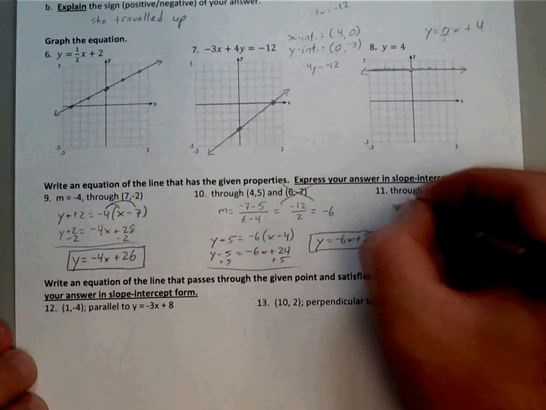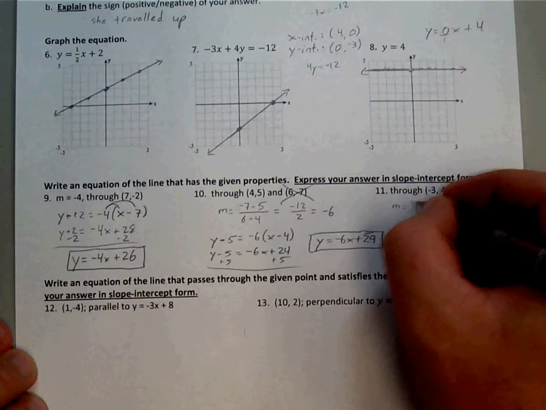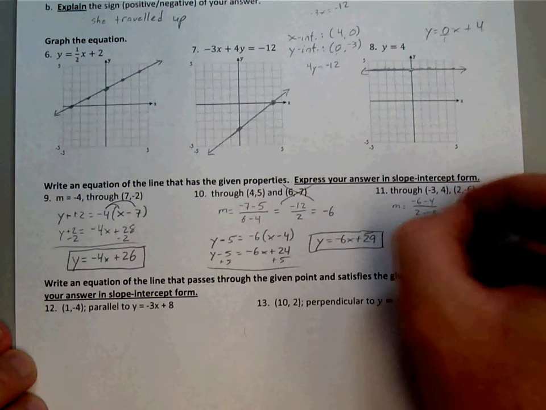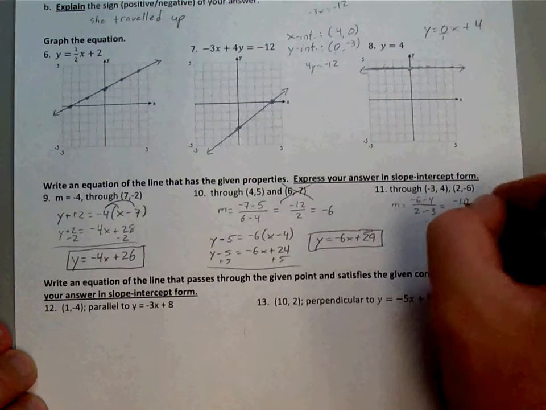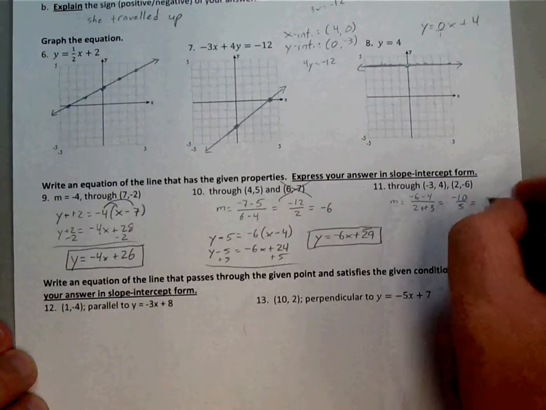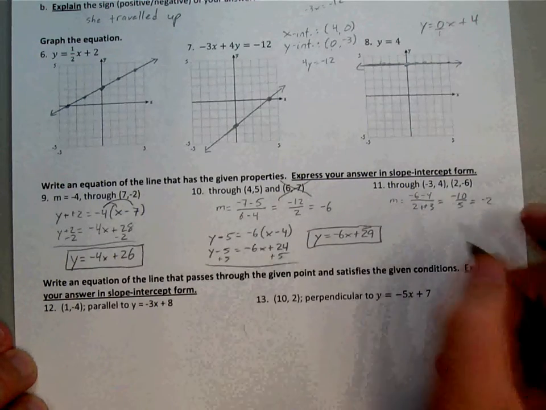Same process for number 11. Find the slope. Negative 6 minus 4 over 2 minus negative 3. Negative 6 minus 4 is negative 10. 2 minus negative 3, 2 plus 3 is 5. Negative 10 divided by 5 is negative 2.